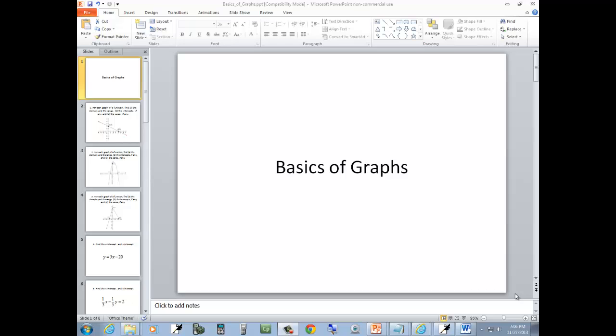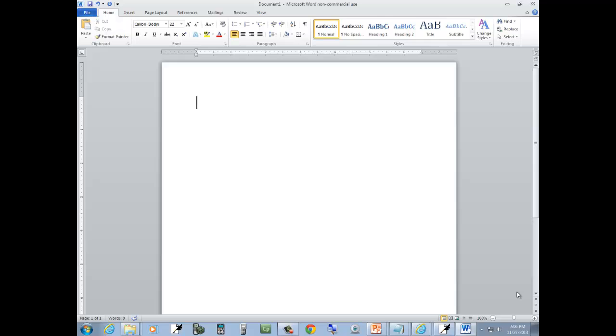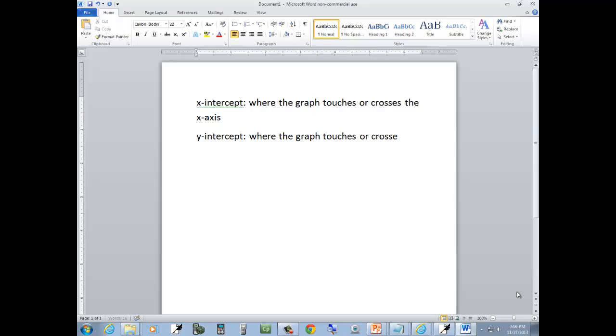Let's take a look at basics of graphs. I'm going to write down some definitions, and I'll go ahead and type them up so you can actually read it. We've got our x-intercept. This is where the graph touches or crosses the x-axis. We have our y-intercept. This is where the graph touches or crosses the y-axis.